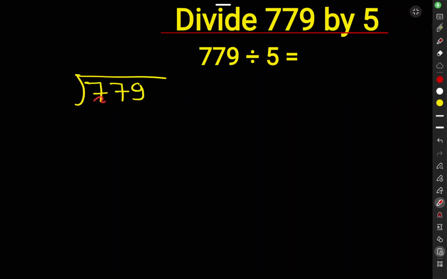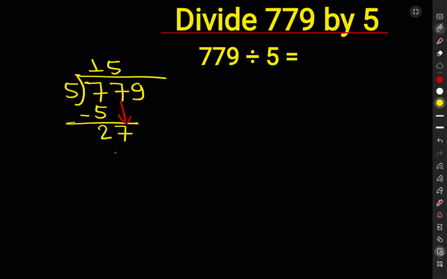Here we divide 779 by 5 in long division method. 5 times 1 is 5. On subtracting we get 2. So now we put down this 7 and it is 27.